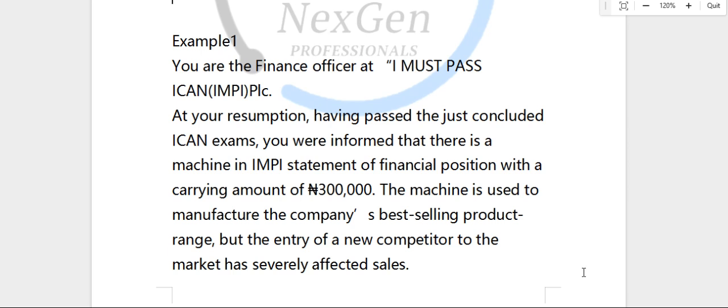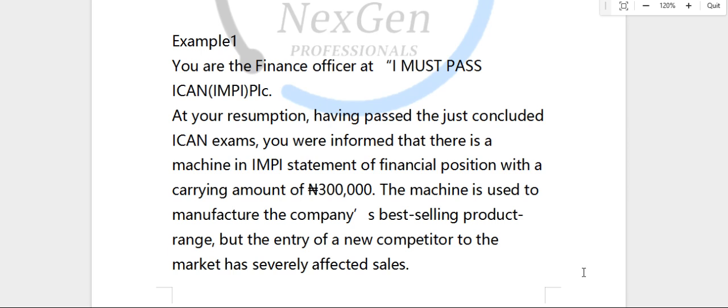In this question, they have even helped us to understand what the carrying amount is. They told us that the carrying amount is 300,000. But the further information told us that the machine is used to manufacture the company's best selling product range. But the entry of a new competitor to the market has severely affected sales.